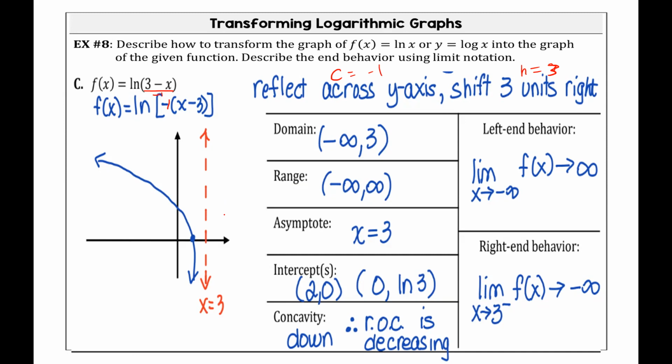Always an option. Okay, and then for your y-intercept, we plugged in 0, and we end up with a natural log of 3. The concavity here is concave down, and our rate of change is decreasing. Our limits: the limit of f of x as x goes to negative infinity, so as x goes forever to the left, f of x is increasing, so f of x is going to infinity. And the limit as it approaches 3 on the left, because on the right it doesn't exist, it's going down towards negative infinity.